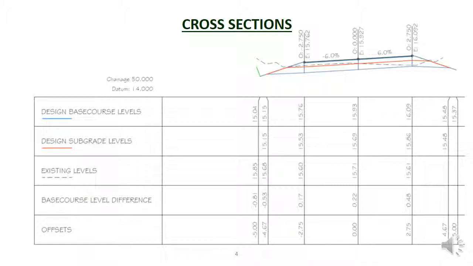Note that the camber for this road is 6%. This is because it will not have a surfacing and is an unsealed road, as it is only required for forestry traffic. The steeper camber is required as runoff moves more slowly off an unsealed surface.